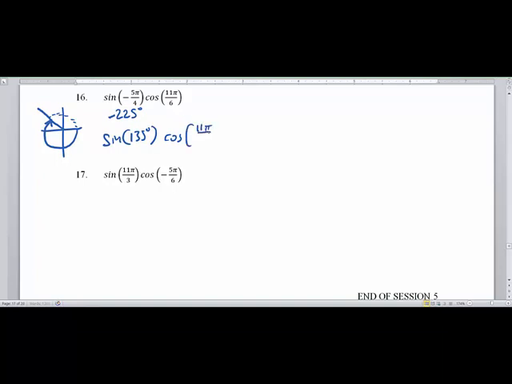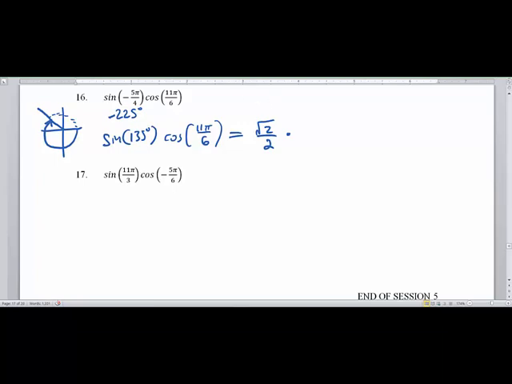Because 11 pi over 6 is just another way of saying 330 degrees. Well, I did the conversion, I guess. So this is equal to, the sine at 135 degrees is square root of 2 over 2, because that's one of the 45-degree measurements. And the cosine at that value, since cosine is the x value, is square root of 3 over 2.